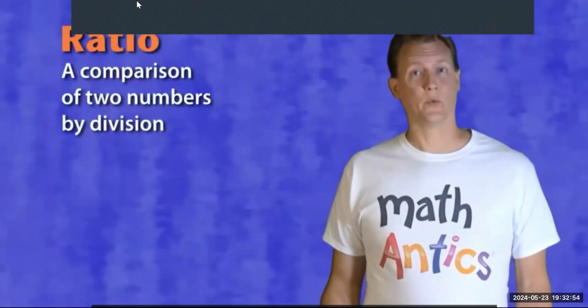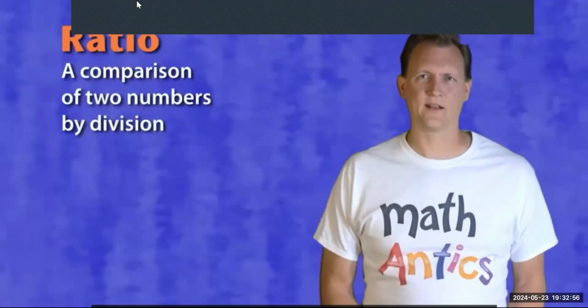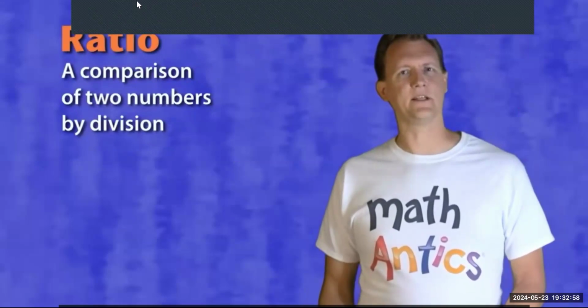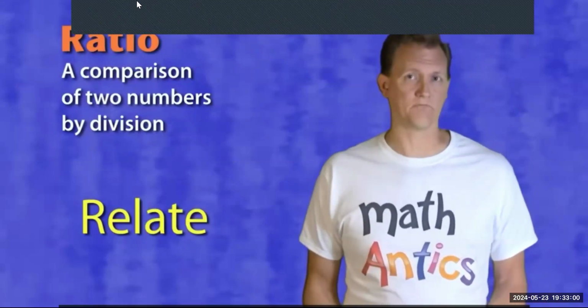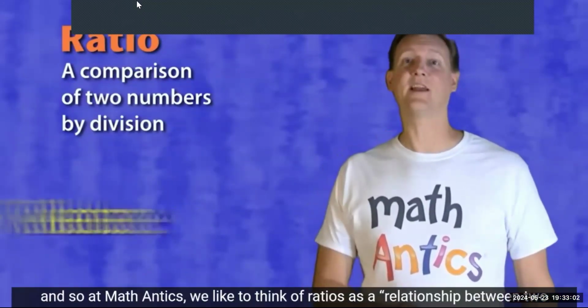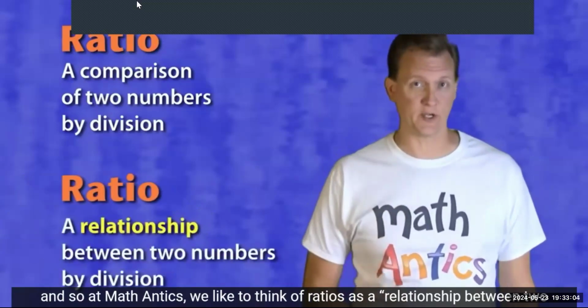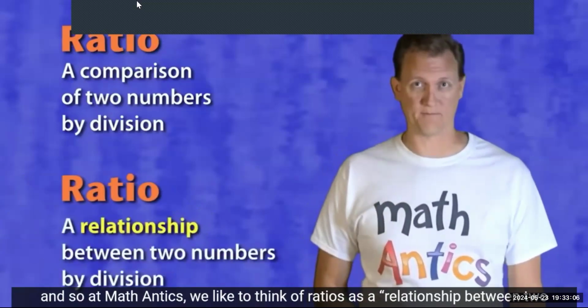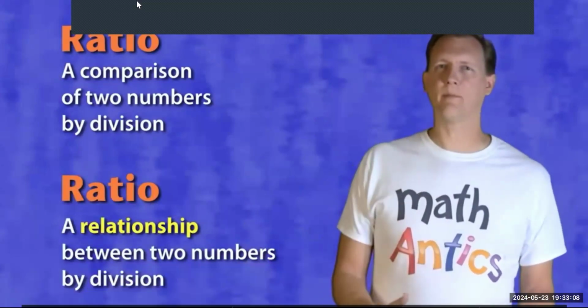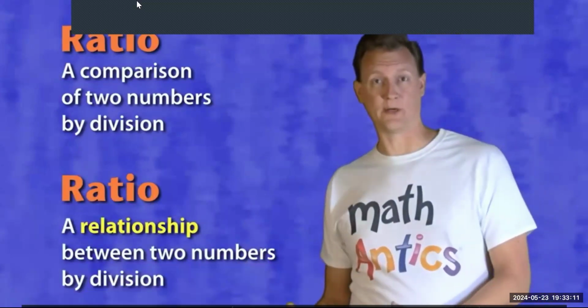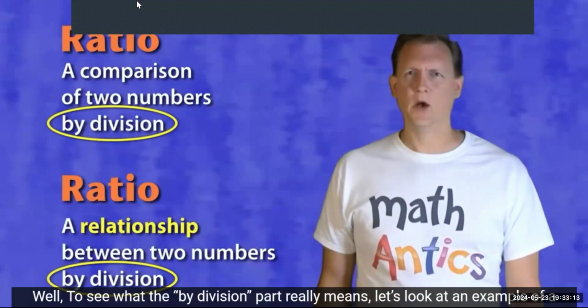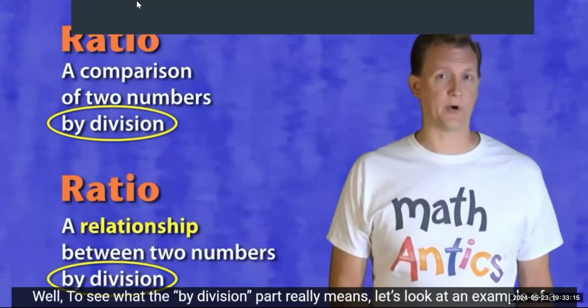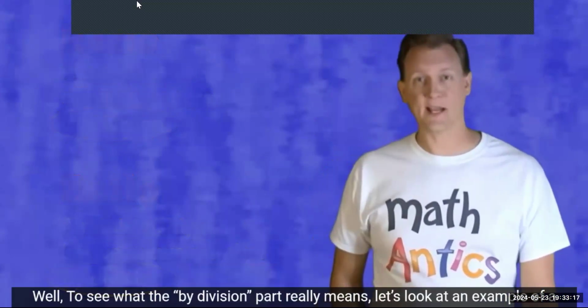But with ratios, we're not trying to compare numbers like that. Instead, we're really trying to see how two numbers relate to each other. And so in mathematics, we like to think of ratios as a relationship between two numbers by division. Okay, but how do you show how two numbers are related by division? Well, to see what the by division part really means, let's look at an example of a ratio.